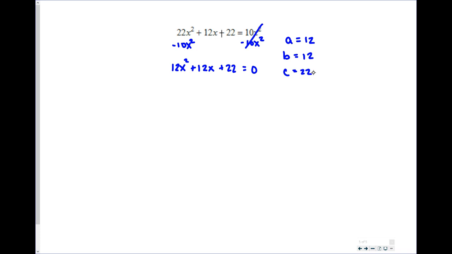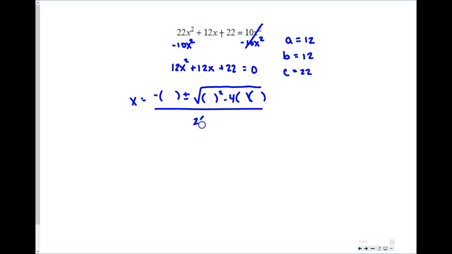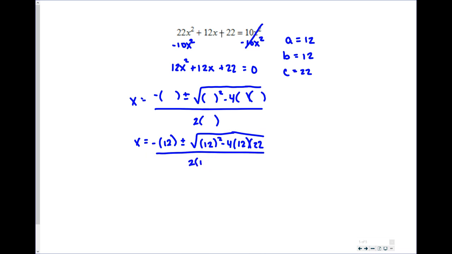Okay? So we've got negative B plus or minus the square root of B squared minus 4 times A times C over 2A. I'm saying this over and over in hopes you guys memorize it. I doubt you will, but it makes this much easier if you memorize. I'm going to go ahead and plug my values in. So I've got negative 12 plus or minus the square root of 12 squared minus 4 times 12 times 22 all over 2 times 12.